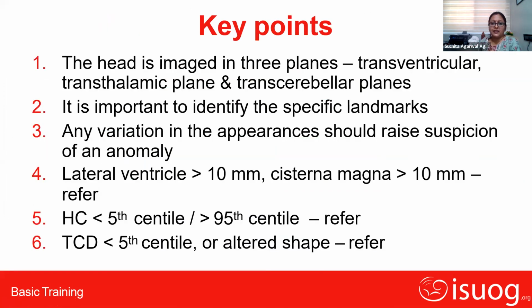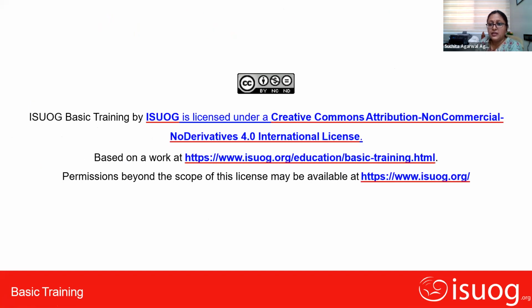So what are the key points? The head is imaged in three planes: the transventricular plane, transthalamic plane, and transcerebellar plane. It's important to identify the specific landmarks. Any variation in the appearances should raise a suspicion of an anomaly. If the lateral ventricle is more than 10 millimeters or the cisterna magna is more than 10 millimeters, refer. If the head circumference is less than the 5th centile or more than the 95th centile, refer. If the TCD is less than the 5th centile or the shape is altered, then we need to refer.